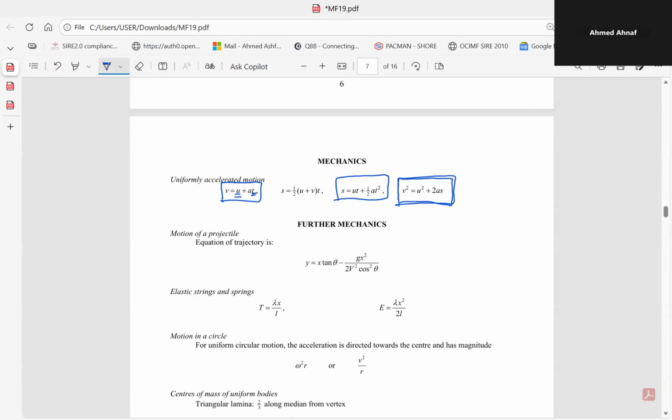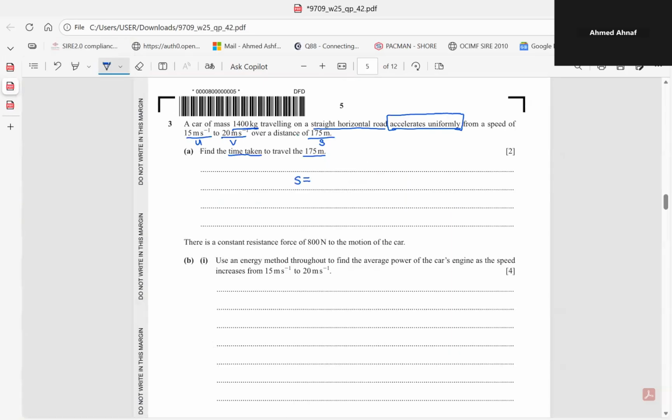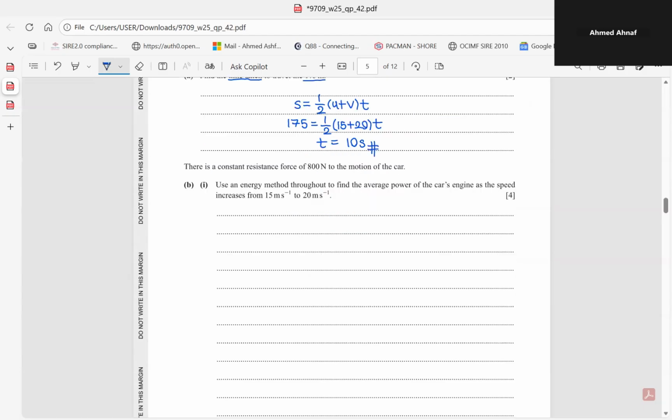Considering those, this would be the most suitable formula. So let's copy it down. S equals half times (U plus V) times T. S is 175, half U plus V. U plus V is 15 plus 20, so 35. T will be 175 times 2 divided by 35, which is 10 seconds. So this would be the final answer for the first part. Let's move on to the next part.